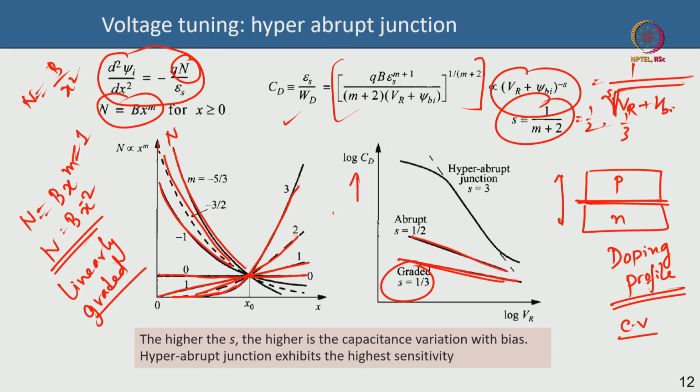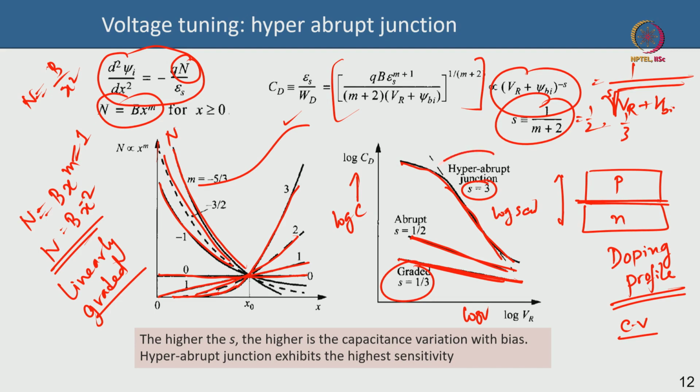Here I am plotting the log of the capacitance with respect to log of the reverse voltage. Although the actual capacitance changes non-linearly, in a log plot it looks like a linear plot, of course. Abrupt also looks like that, graded also looks like that. However, if your m is equal to say minus 1 by 3 or minus 5 by 3 etc., your s will be for instance 3, and in that case your capacitance changes so fast in a log scale. So, imagine in a linear scale how fast it will change.